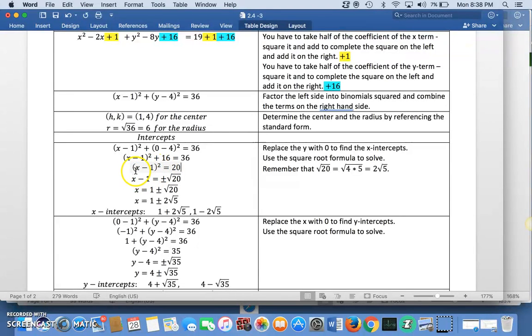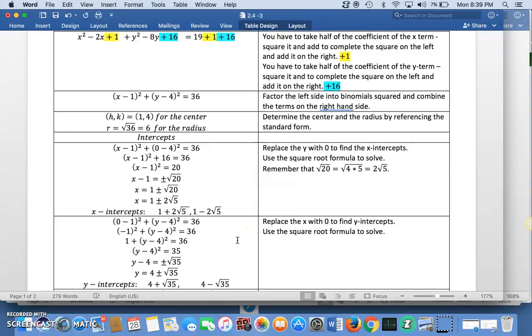So you've got x minus 1 squared equals 20. You want the x minus 1 by itself. You want to get rid of this square first. So you're going to take the square root of both sides to eliminate this, but you have to allow for the plus and minus here. This negative 1 can be moved over, but the 20 has to be broken down, remember, 4 times 5. Square root of 4 is 2. So that becomes 2 on the square root of 5. These are your two x-intercepts right here.